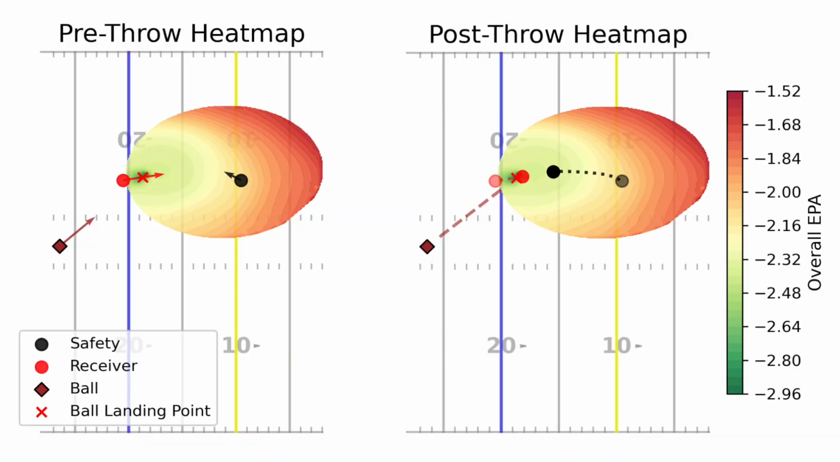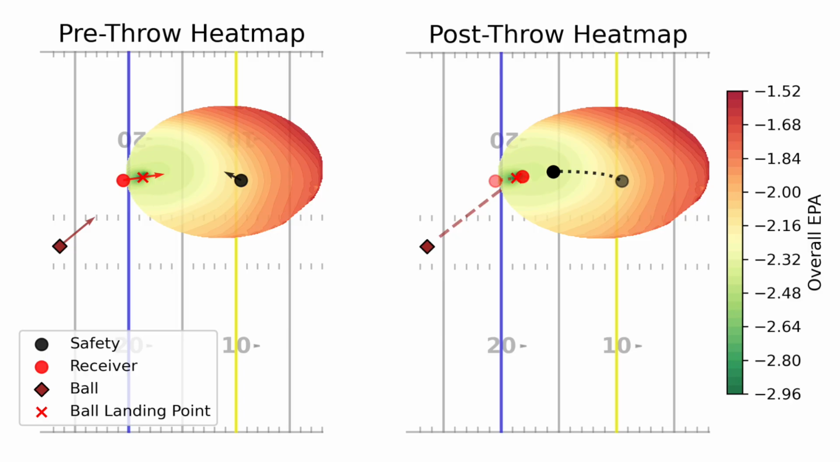To quantify safety decisions, I modeled the entire decision space available to the safety before the ball is thrown. Using the safety's pre-throw position and movement, I calculate every location they could realistically reach and the expected points added, or EPA, if they finish at each spot when the ball arrives. These heat maps show that landscape.